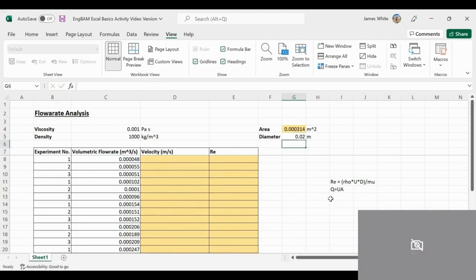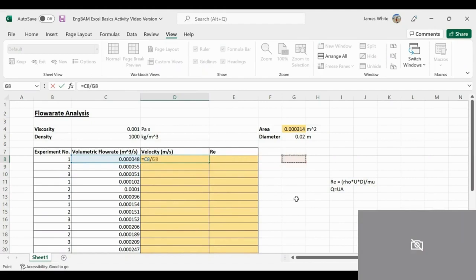And then as we have the area, to be able to get the velocity, it's going to be our volumetric flow rate divided by our area. That's just this equation rearranged. So if we come over here, we need to look at doing our absolute cell referencing. We want to divide our volumetric flow rate by our cross-sectional area, and that gives us a velocity of roughly 0.15 meters per second. Remembering to do our absolute cell referencing, this only needs to be for the area, as we want to keep referencing back to the area while we're changing the volumetric flow rate.